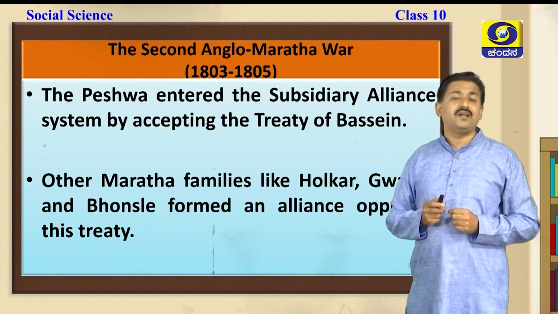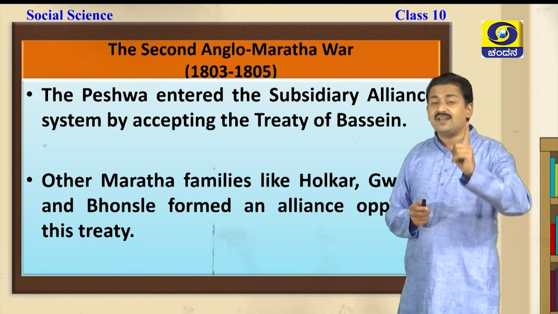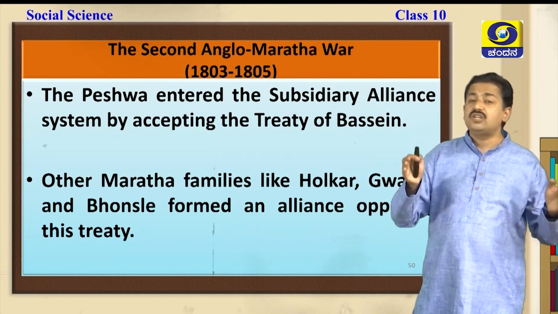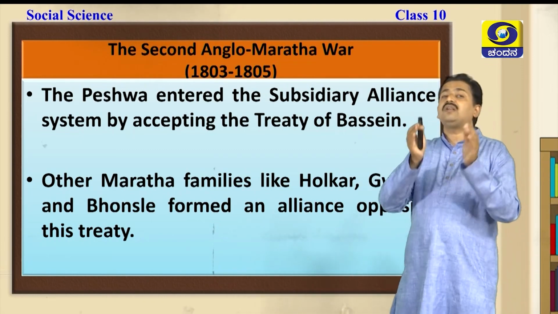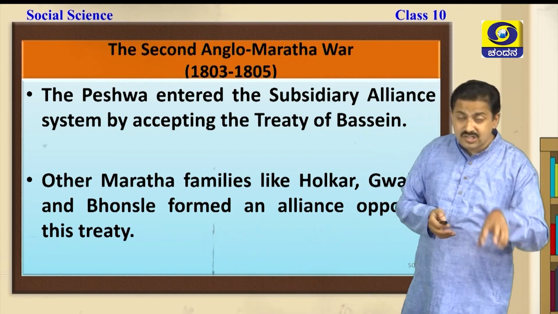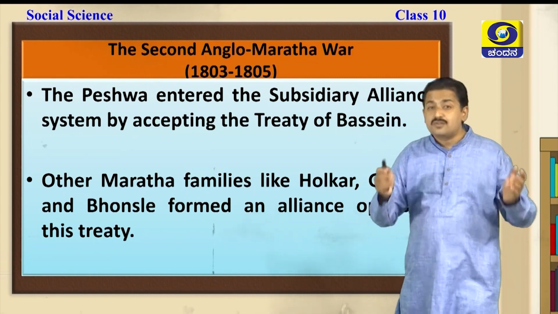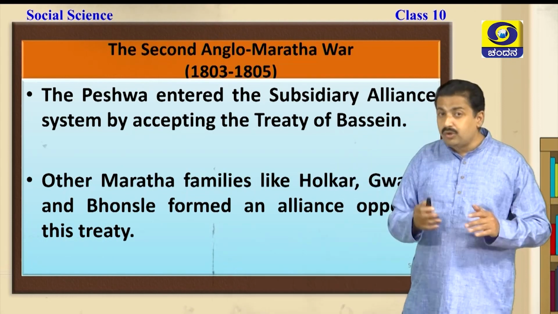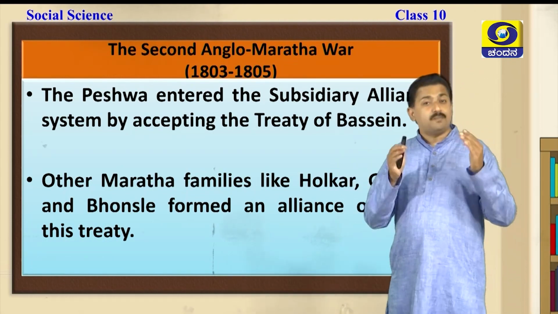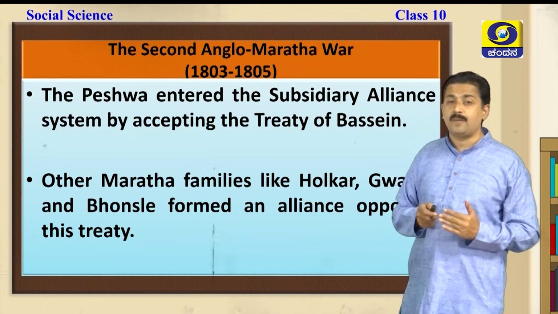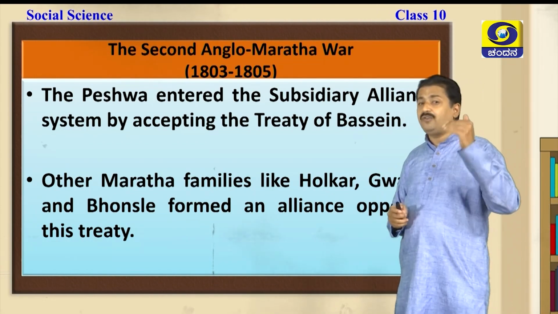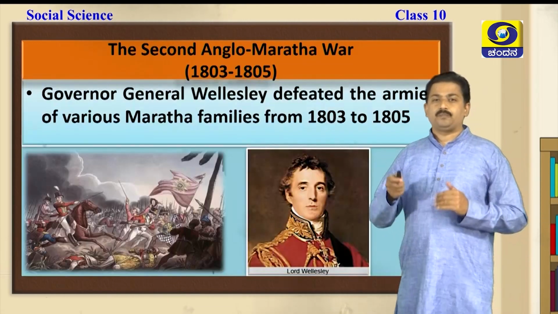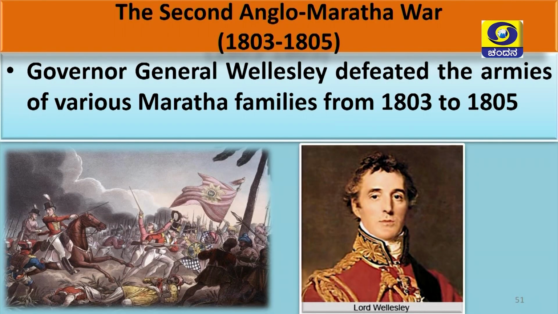Keep this in mind, dear students, because in the previous class I taught you that those who accept the subsidiary alliance would get British help. The British would station a platoon of their army in such states, and whenever the Raja experienced insecurity or an internal or external threat, the platoon would come to the rescue of the Raja. In that way, the British had to fight on behalf of Bajirao II. So, the war broke out in the year 1803.